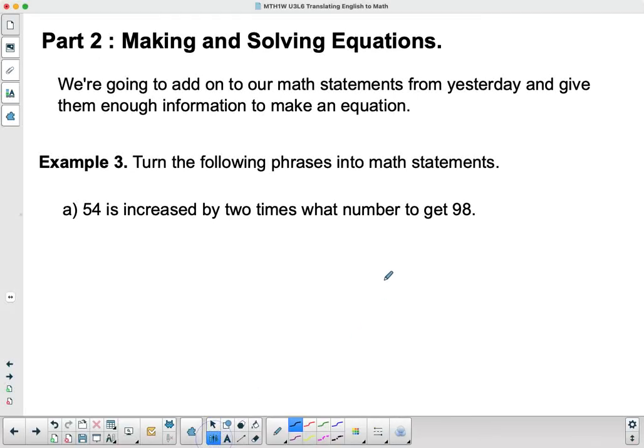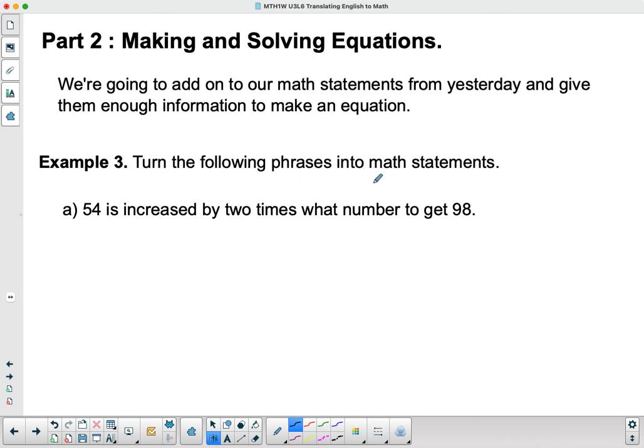Well, hello, grade nines. We're going to carry on from right where we left off in the last class when we're solving equations. In the last class, we just set up a math statement. Now we're going to give the questioner just a little bit more information, and we'll be able to actually find out the value of the unknown instead of just making a statement with it. So we're going to add on to our math statements from yesterday, a little more than yesterday. Hope everybody enjoyed their long weekend, and give them enough information to make an equation.